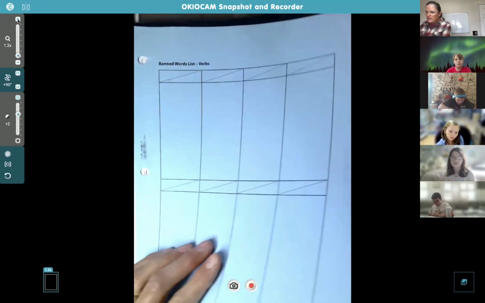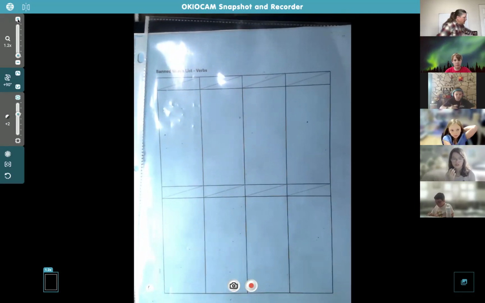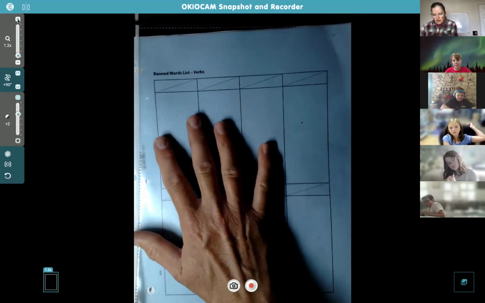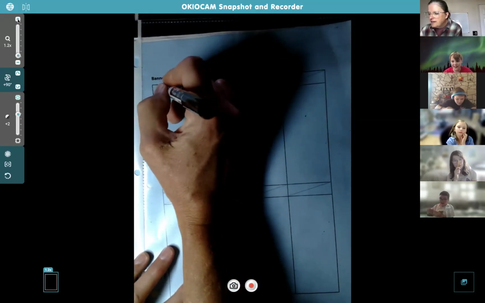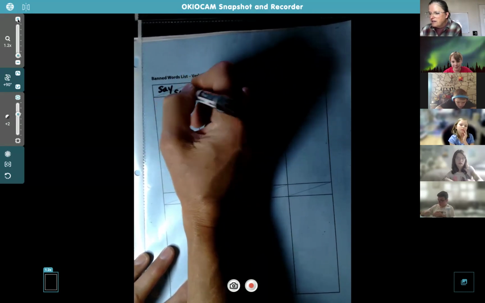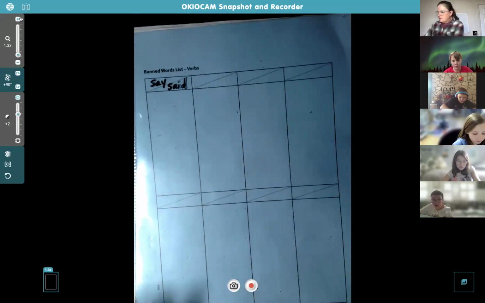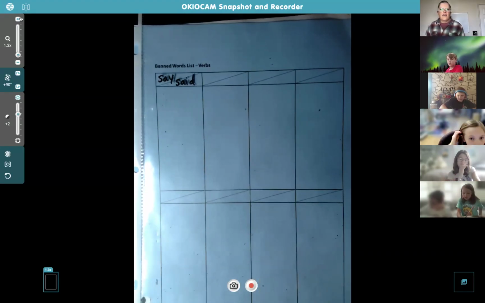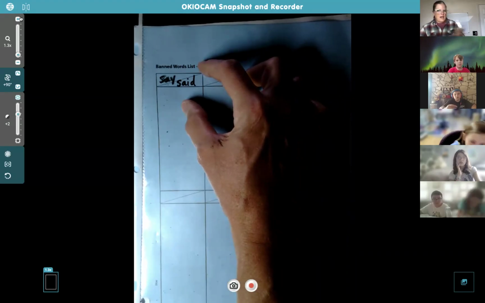So at the top, you see how there's these boxes that have a diagonal line through it right there. Turn off my light here. There we go. That's where we're going to put the word that you're not allowed to use anymore in that box. And the first one is going to be say and then said. Say, said. Now, say is the present tense version of that word. And said is past tense. See that? Say, said. And I put it up there where that line is.